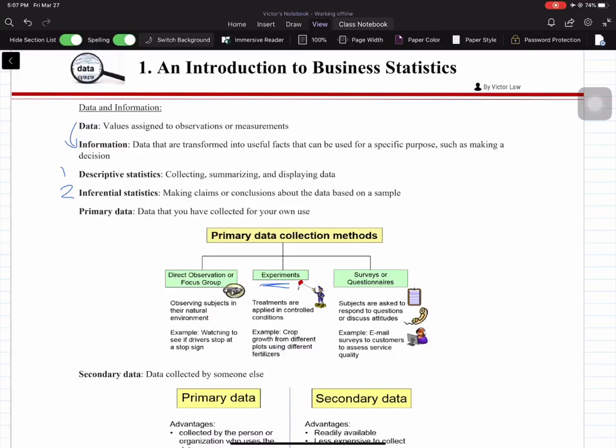And there are two types of statistics: descriptive statistics and inferential statistics. Descriptive statistics is when we're collecting data, summarizing data, and displaying data. So that's the first stage. Inferential statistics is when we're making a conclusion based on the data that we collected from a sample, and the conclusion that we're making is a conclusion on the overall population.